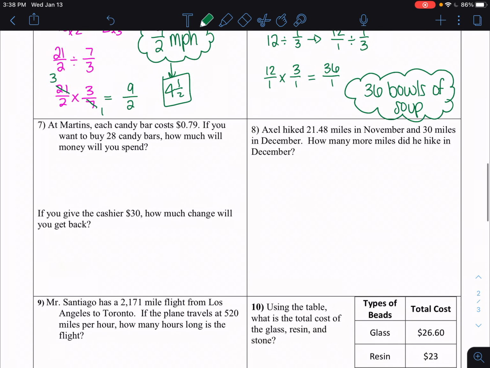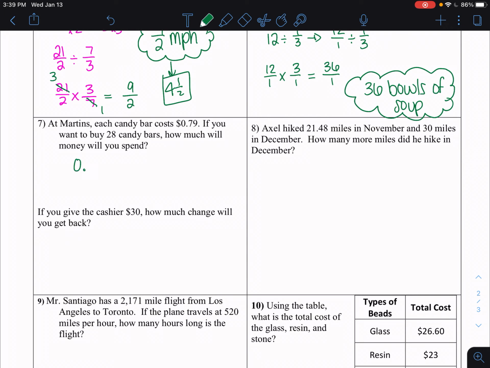Number 7 says at Martin's, each candy bar costs 79 cents. If you want to buy 28 candy bars, how much money will you spend? So the example that I give with this one is I try to use something that doesn't have a decimal in it. So if I buy 28 candy bars for $2, it's going to cost me $56 because I'm multiplying $2 times the number of candy bars. The same thing applies here. I want to know how much money I'm going to spend, so I'm going to do 79 cents times the 28 candy bars to figure out the total cost.